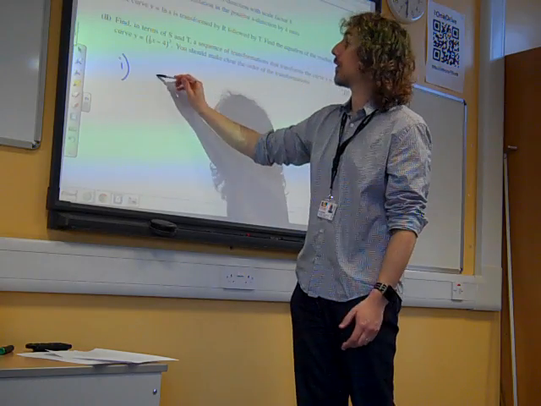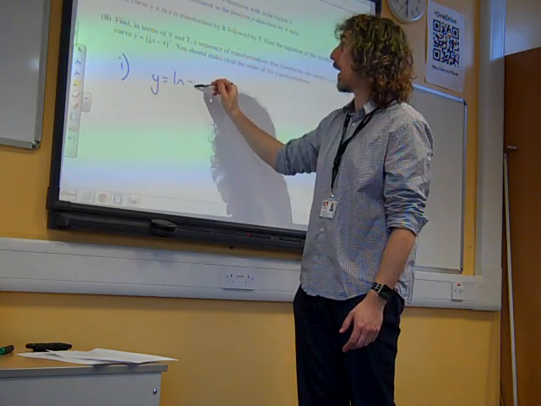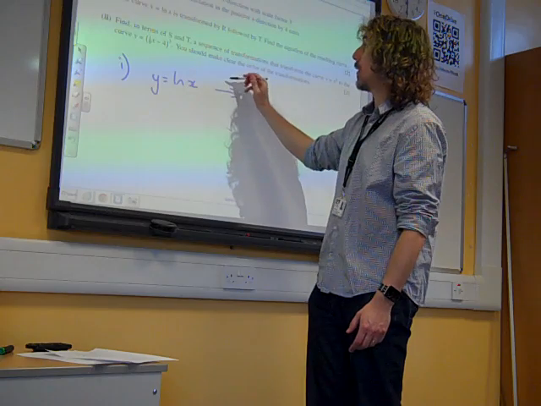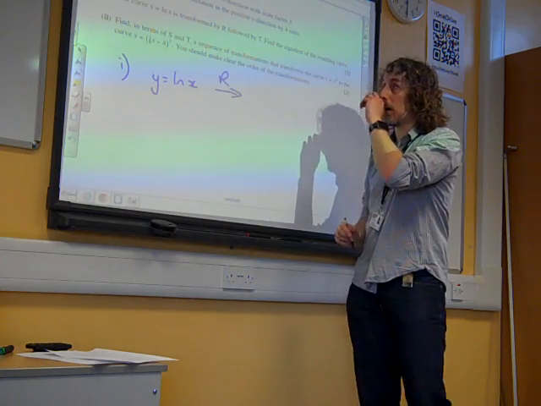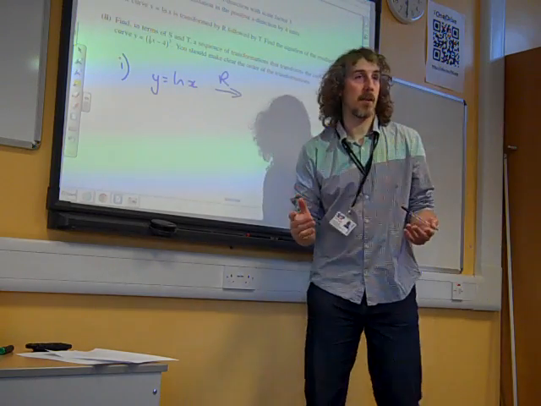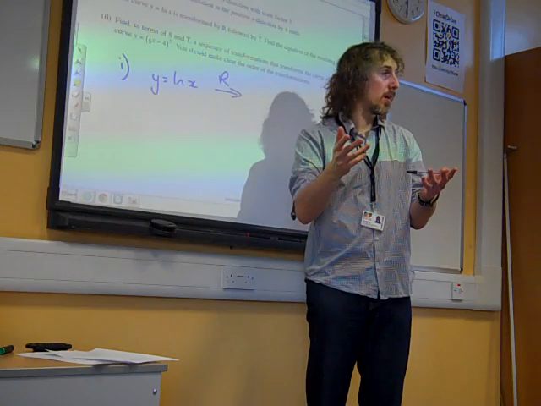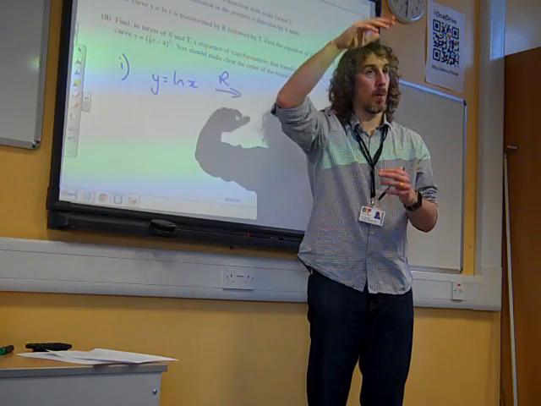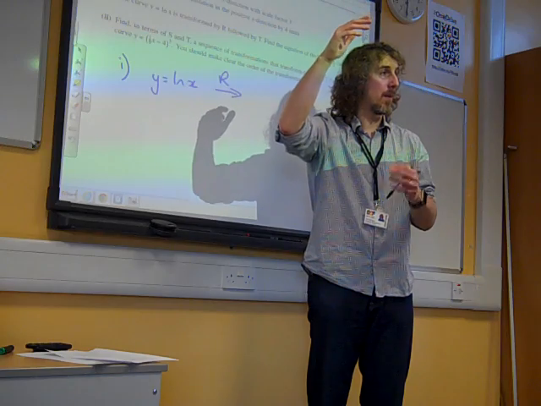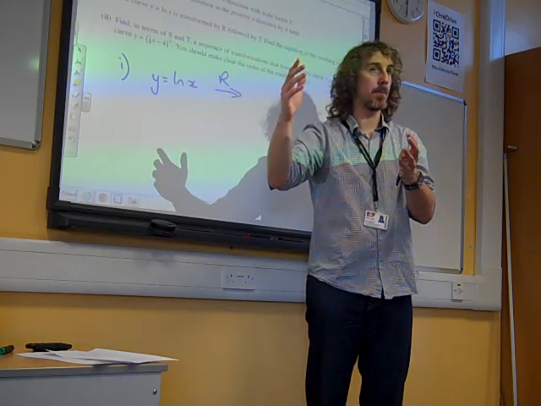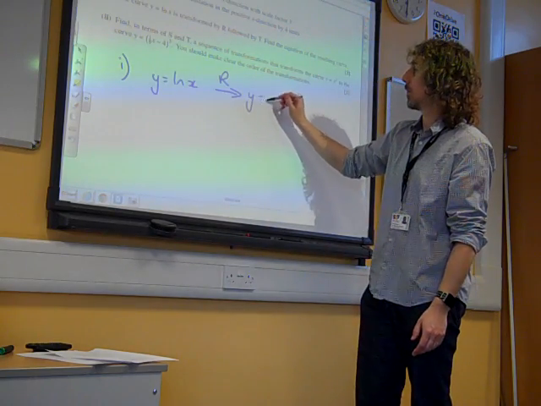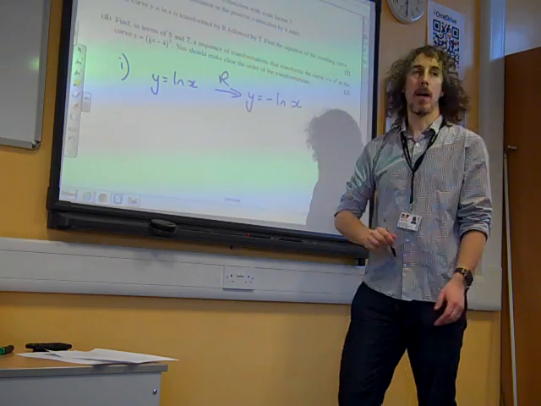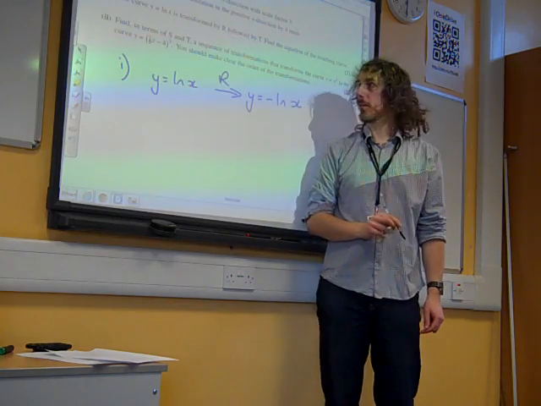So if we think about the curve y equals natural log of x, transformed with the transformation R, a reflection in the x-axis, as I just said, that's a stretch, scale factor -1 parallel to the y-axis, so that's multiplying the output by -1. So we get minus the natural log of x as our transformation R.